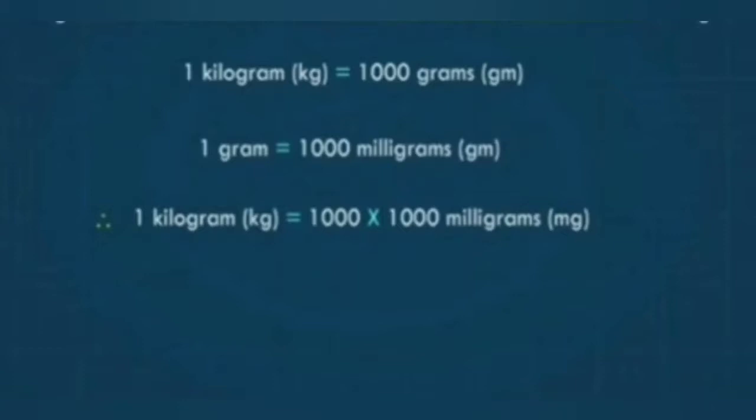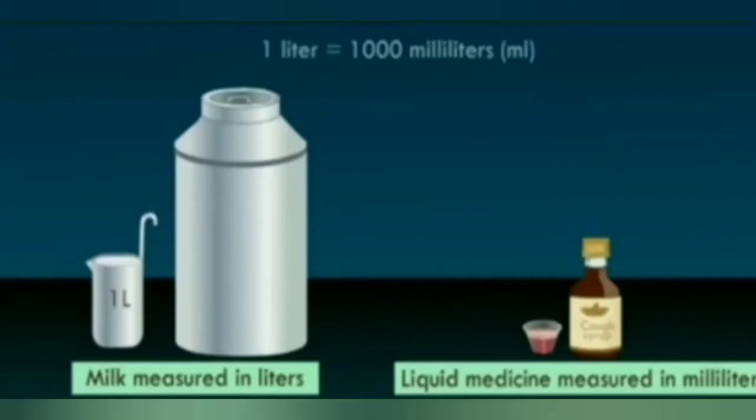1 kg is equal to 1000 grams. 1 gram is equal to 1000 milligrams. 1 kilogram is equal to 1000 into 1000 milligrams. We buy milk in liters, whereas liquid medicines, etc. are measured in milliliters. Following is the relation between these two units. 1 liter is equal to 1000 milliliters. Milk is measured in liters, liquid medicines measured in milliliters.